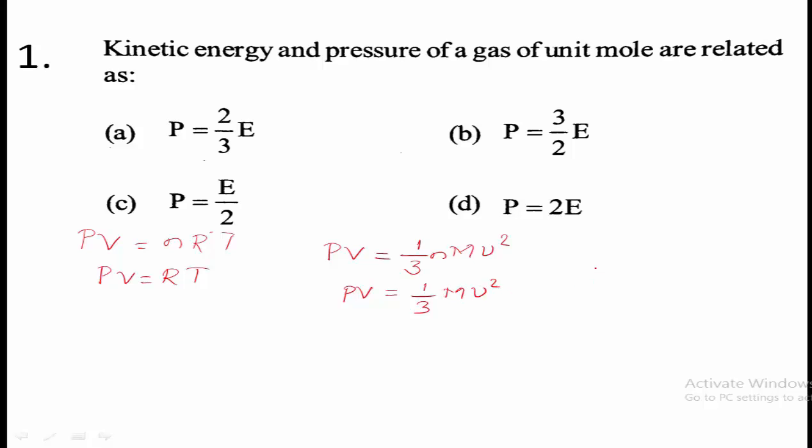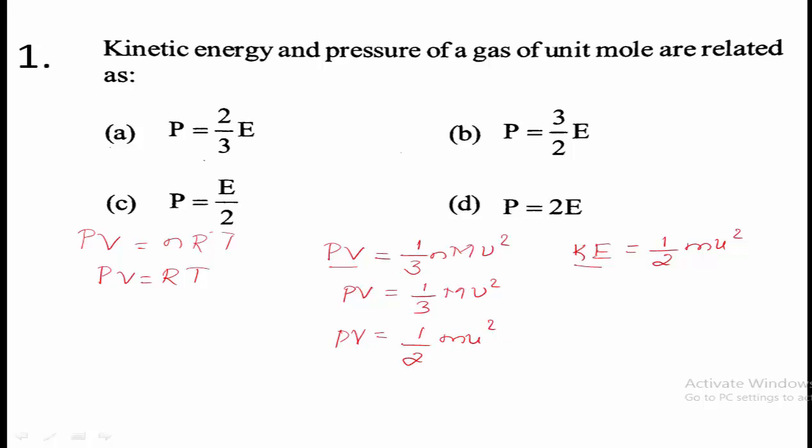Okay, and how can we calculate the kinetic energy? That is equal to 1 divided by 2 mu square. Here again m is mass and u is RMS velocity. Now we have to relate this pressure, volume and kinetic energy. Okay, so here I will write PV is equal to 1 divided by 2 mu square.